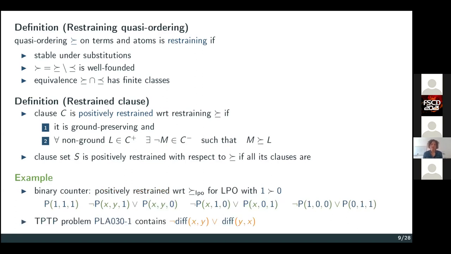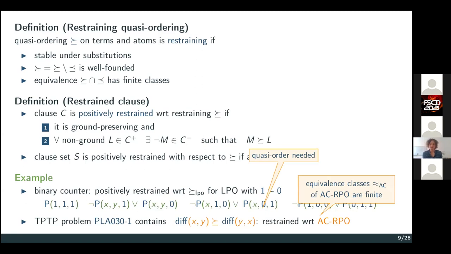Okay, now TPTP also contains problems where this orientation is not so easy. For instance, many problems contain permutative clauses with permutative atom pairs, for instance, not diff xy or diff yx. So of course we cannot orient these atoms strictly. So here is where the quasi order comes into play. We can choose a quasi order that makes these two atom pairs equivalent. For instance, using LX, associative and commutative RPO, where diff is an AC symbol. And this choice of ordering also satisfies the final condition on the restraining quasi ordering, namely that equivalence classes are finite.